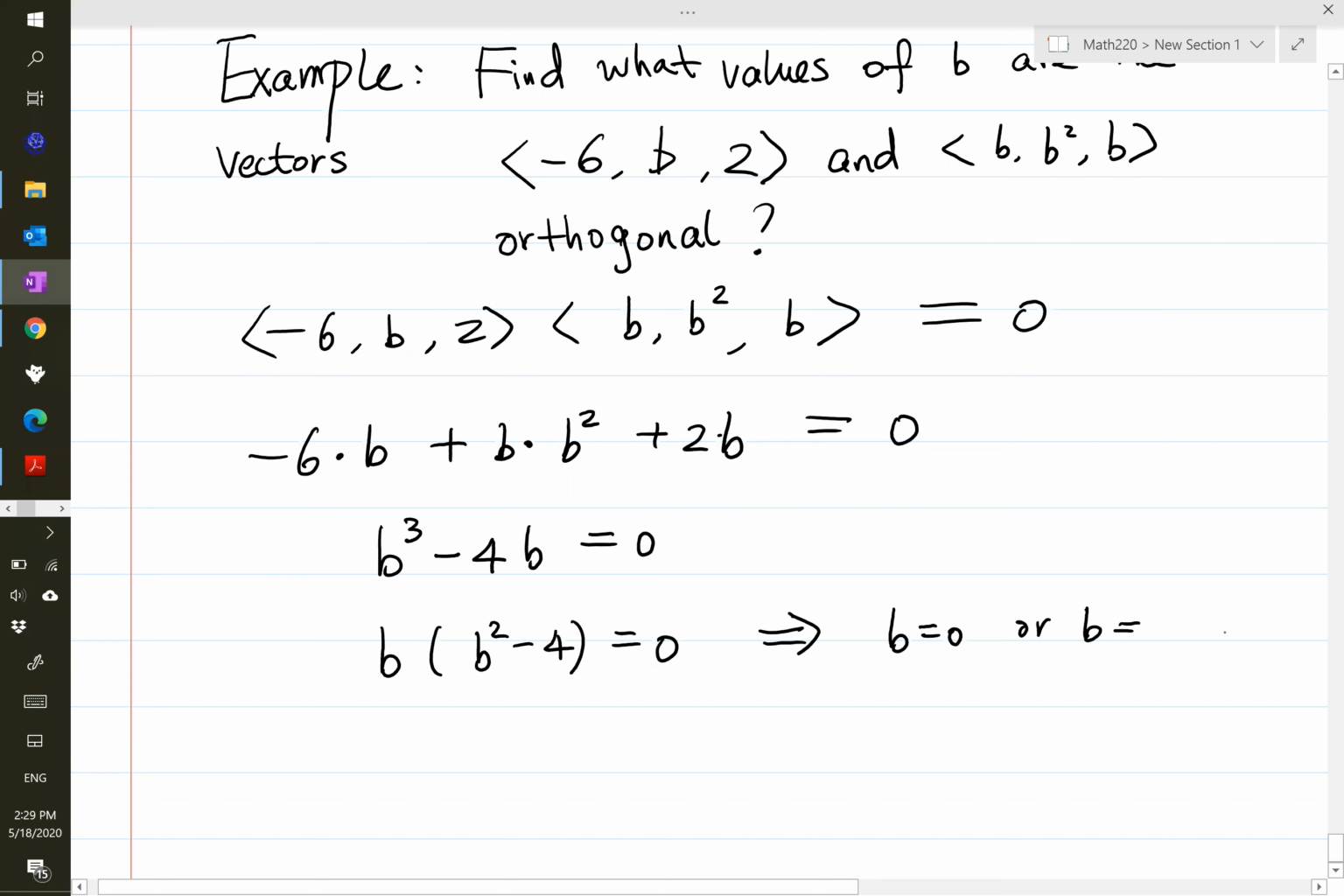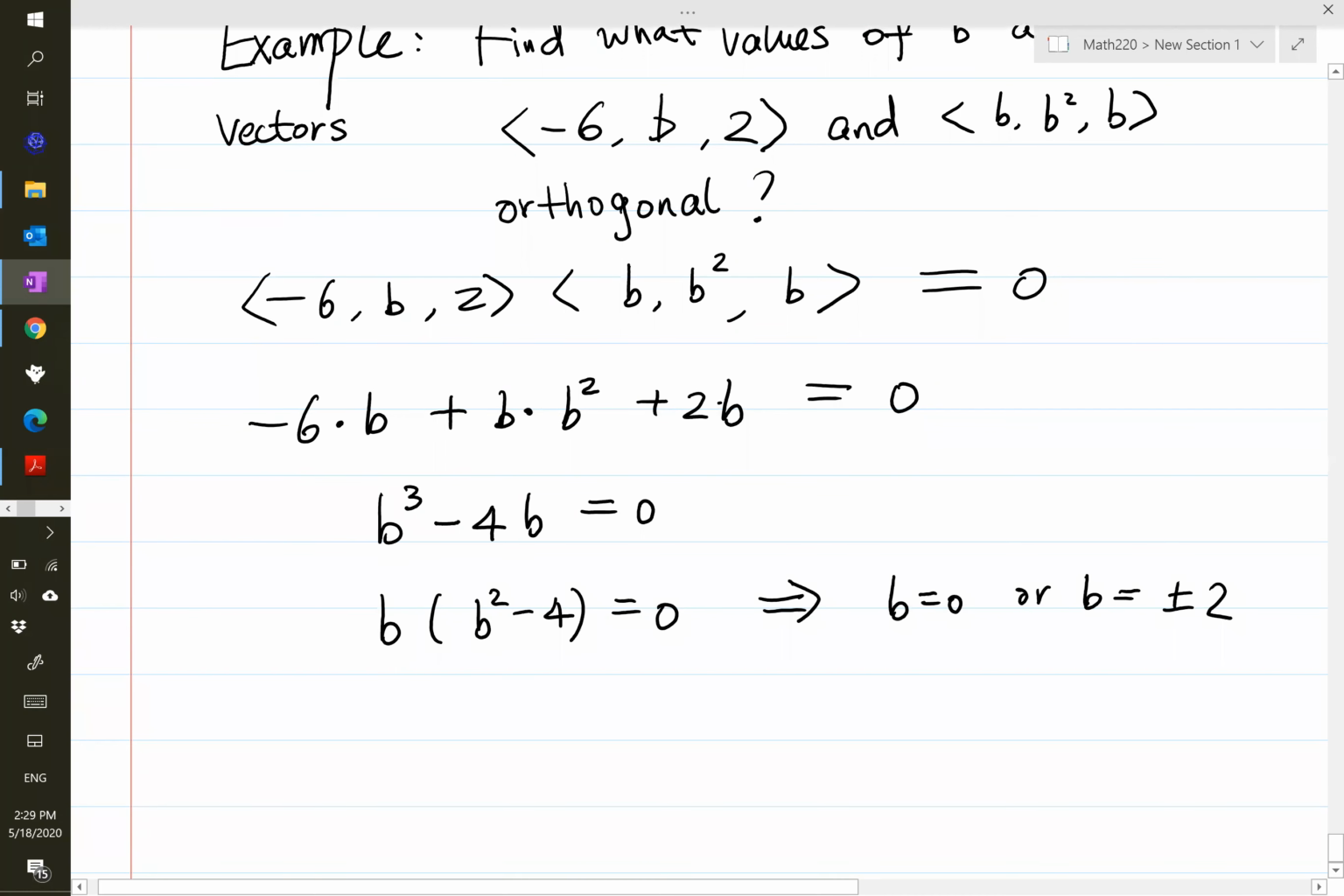So we have three values. For these three values, 0 and plus or minus 2, the two vectors are perpendicular, orthogonal. Then we're done for this problem.